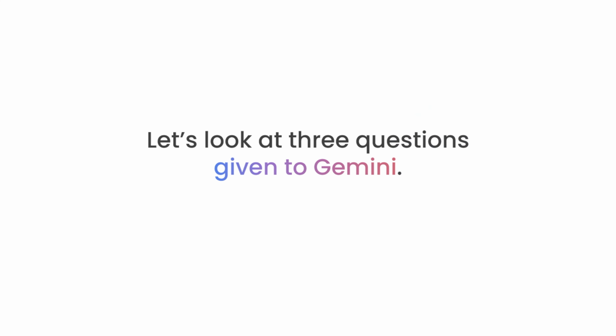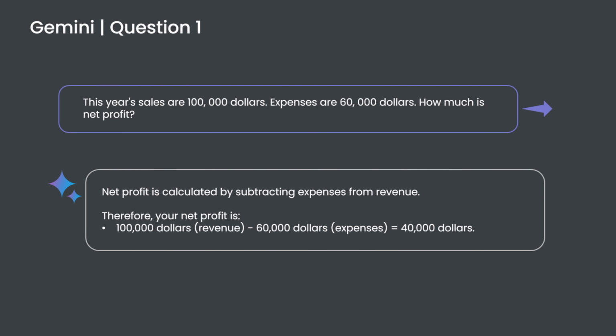Let's look at three questions given to Gemini, which is a large language model chatbot developed by Google AI. The first question: this year's sales are $100,000. Expenses are $60,000. How much is the net profit? And Gemini first shares how the net profit is calculated and then performs the calculation. Then Gemini provides a definition of net profit.